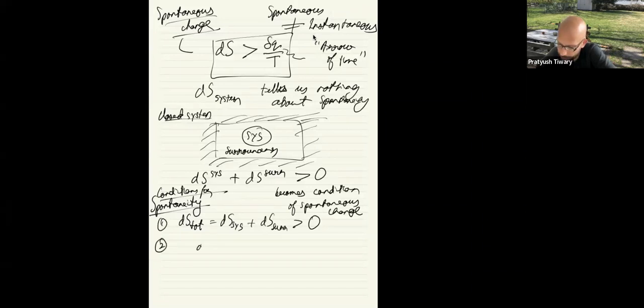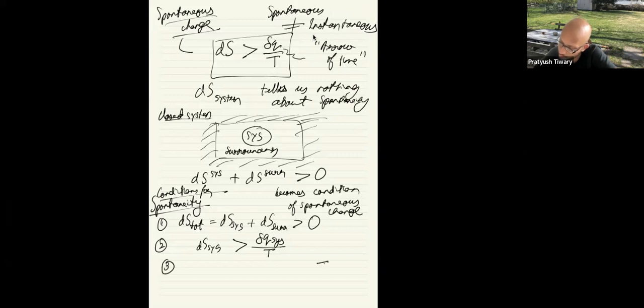Number two is dS system more than delta Q system over T, at whatever temperature the process happened at. It's a bit better. You don't have to worry about the surroundings. You just have to look at the heat that you took from the surroundings to the system. Turns out there are two other definitions for spontaneity, which apply in two particular conditions that are really powerful. In those two particular conditions, the definition for spontaneity actually reduces to only properties of the system. That's a remarkable result.